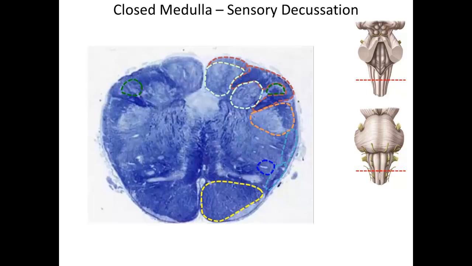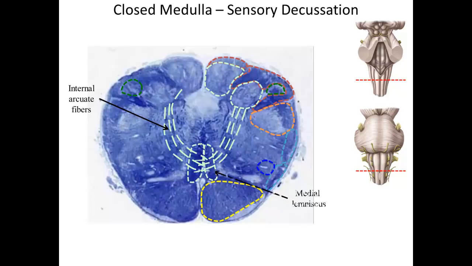Focusing on the gracile and cuneate nuclei, let's look at why this level is called the sensory decussation. First-order neurons ascend in the gracile and cuneate fasciculi to this level and synapse in their respective nuclei. From here, second-order neurons leave the nuclei, travel anterior and medial through the medulla, and cross midline. These fibers are known as internal arcuate fibers. The fibers cross to the contralateral side and ascend in the midline position just posterior to the corticospinal tracts. This ascending tract is termed the medial lemniscus.